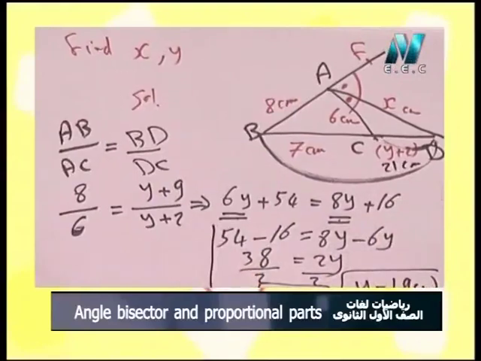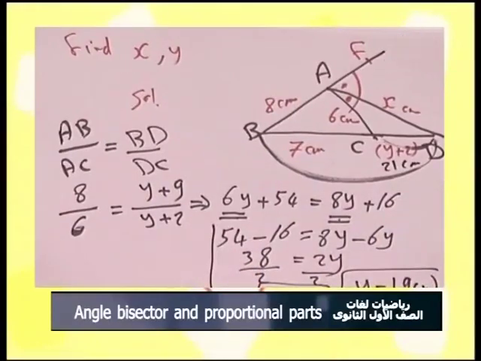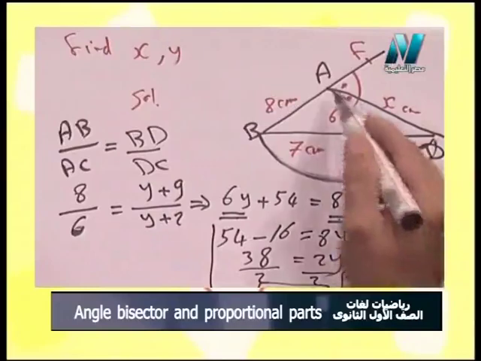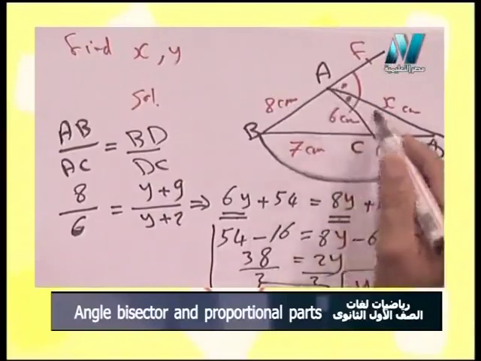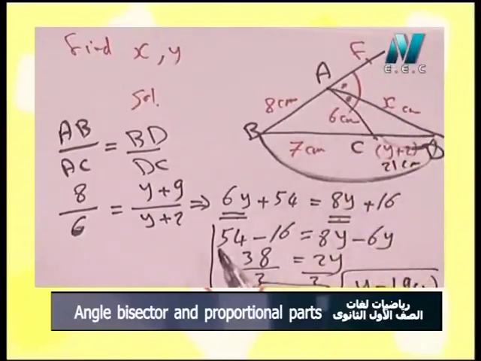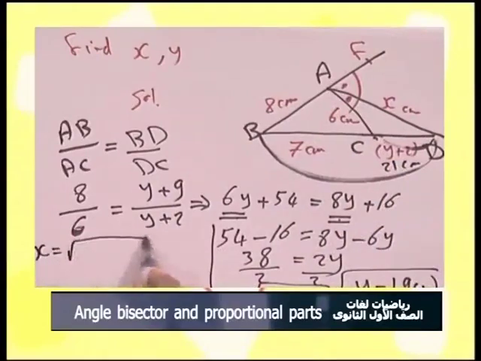And you would like to find out the length of X. X is the exterior bisector itself, and we know the rule. X here equals the square root, we put here minus, the square root of what?